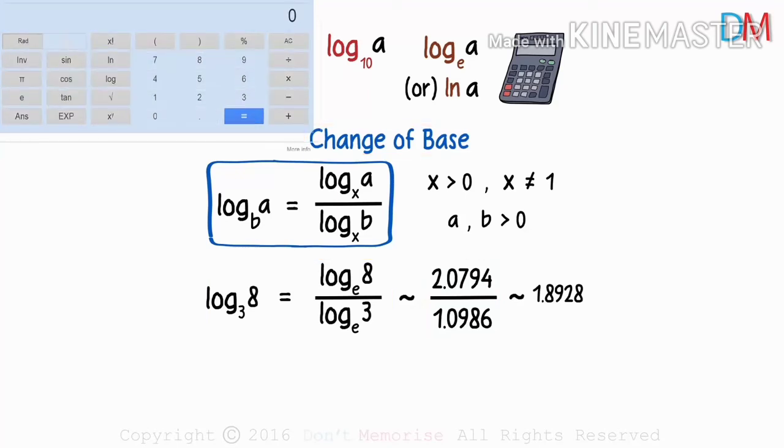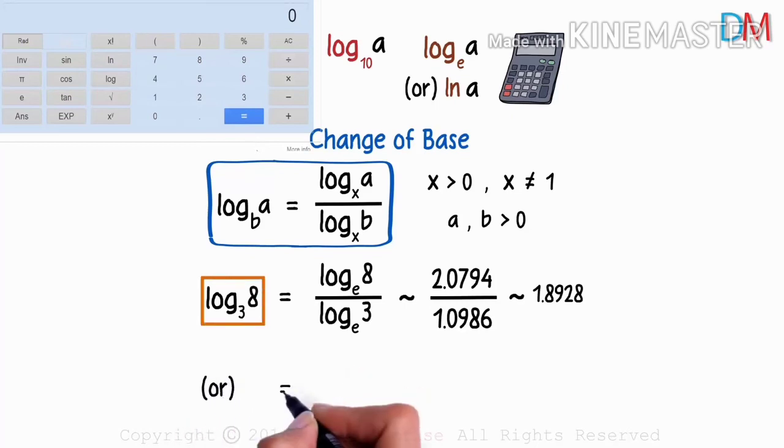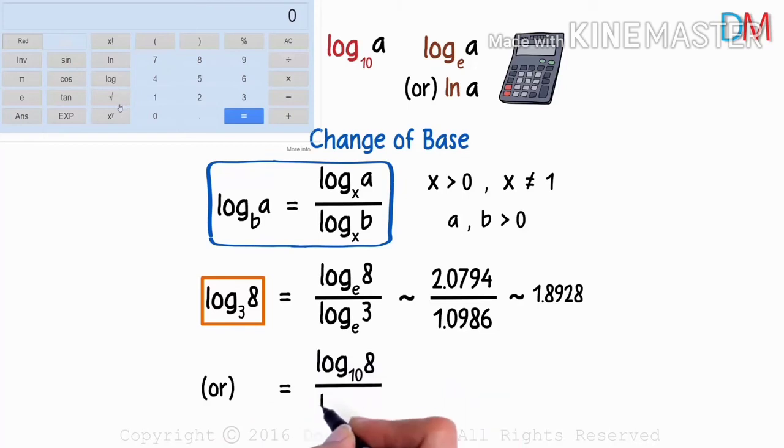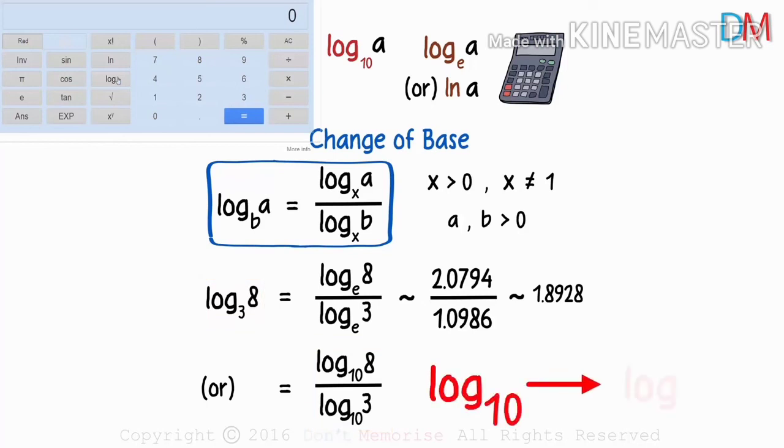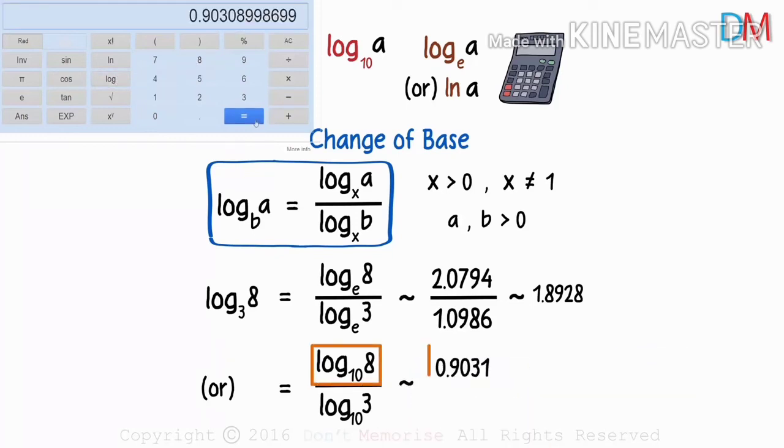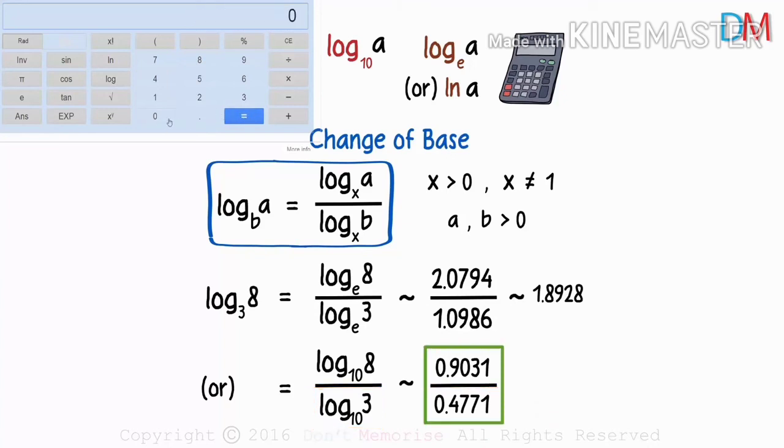Some calculators also give us the value of log to the base 10. So this can also be written as log of 8 to the base 10 over log of 3 to the base 10. Let's see what this gives us. Log to the base 10 can also be written as log. Log implies log to the base 10. Log of 8 gives us this, approximately 0.9031. Now we move on to the denominator. Log of 3 will give us this, 0.4771.